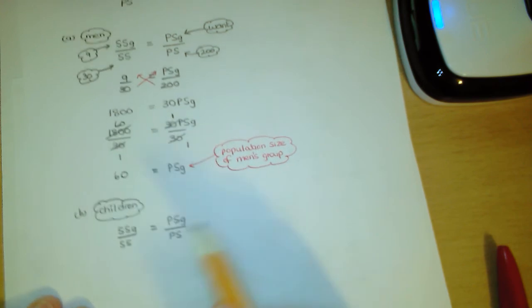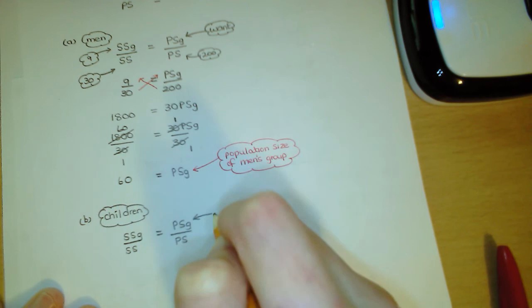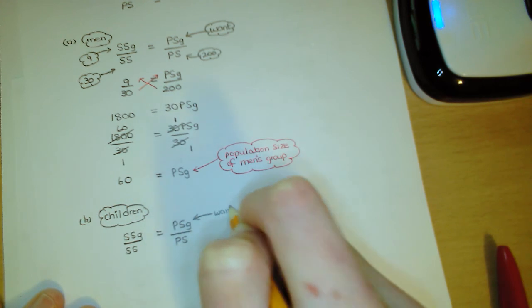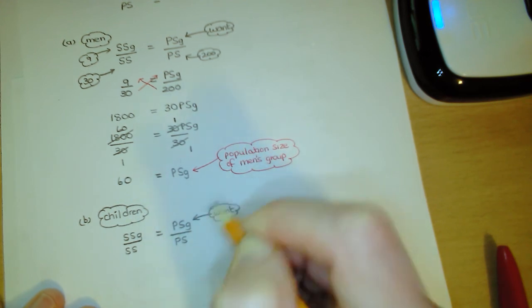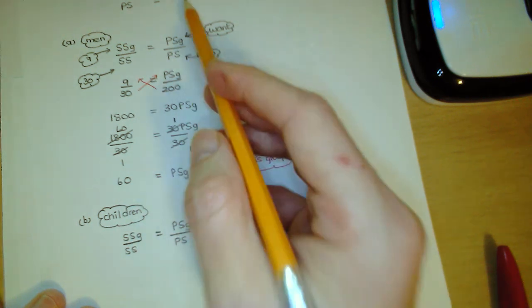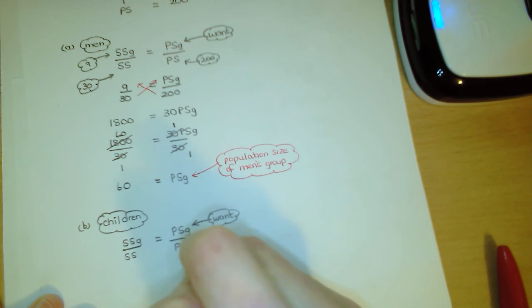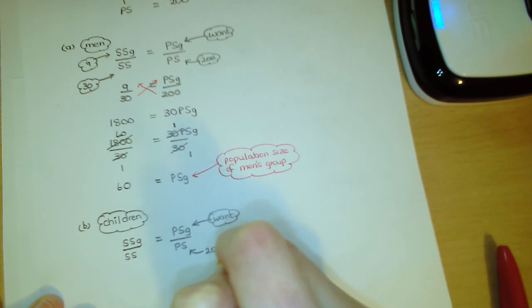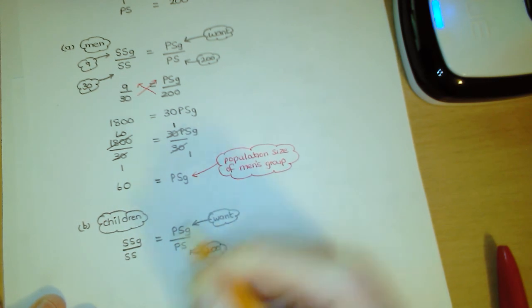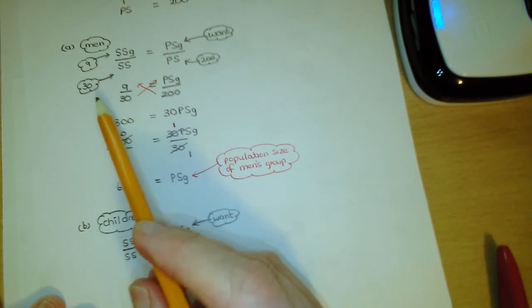Now, we want to work out the actual population size of the children's group. So again, that's what we want, PSG. And hopefully we should know the 3 other quantities. The population size, remember, is 200. We've worked that out already. That's the total number of people in the shopping centre. And again, the overall sample size is the same as before. It's 30.